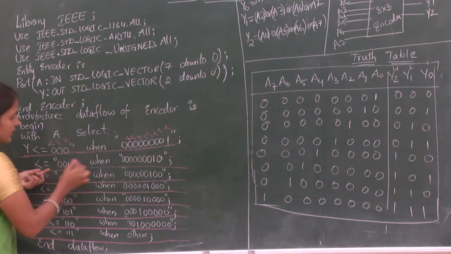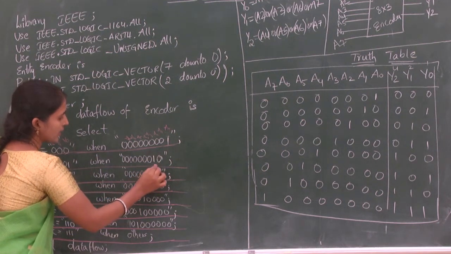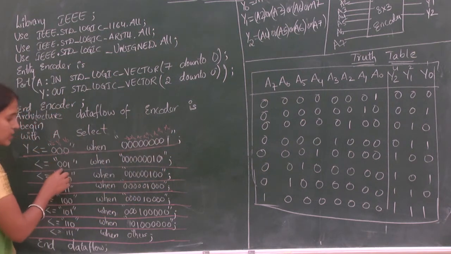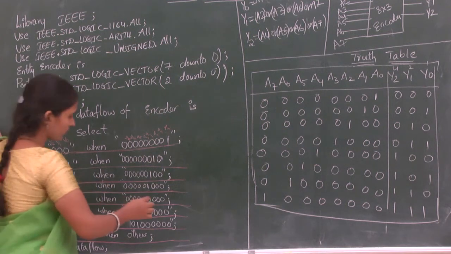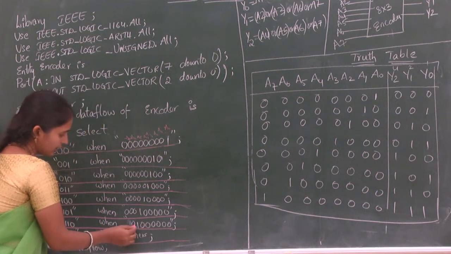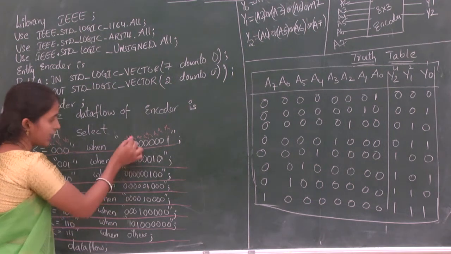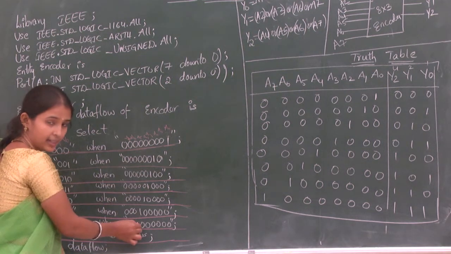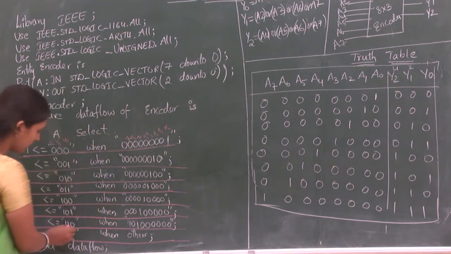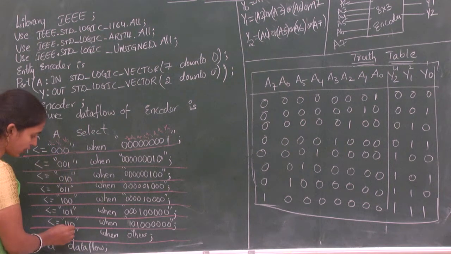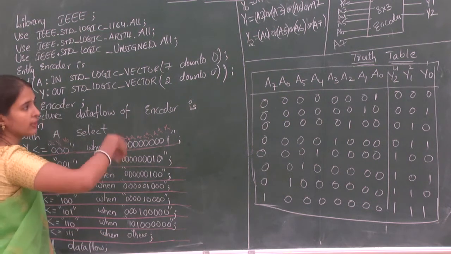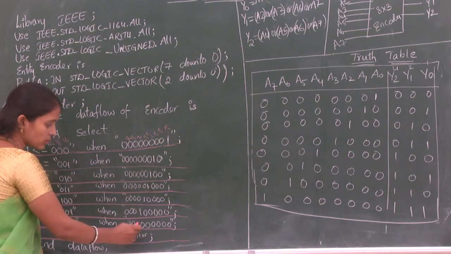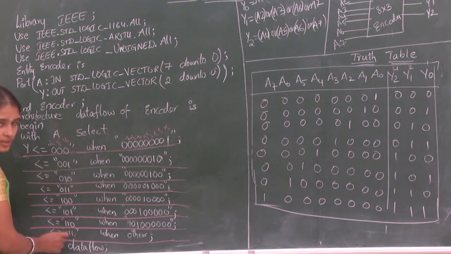The same way, see here, a1 is high, converted into its equivalent, that is y0 is high. See here also, a6 is high, you are converting into its equivalent, that is 4, 2, 1. And if you give any other input other than these inputs, it will provide all logic 1. Okay, and the data flow.